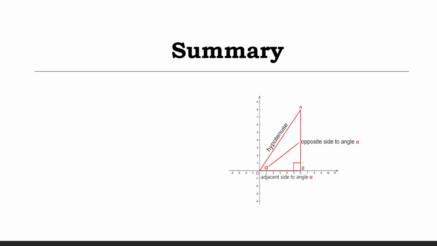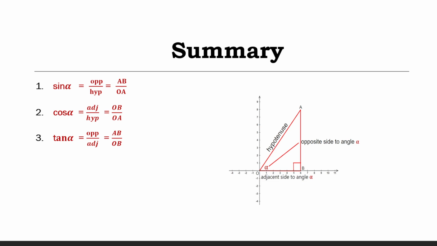In summary, given this triangle, we can say sine alpha is equals to the opposite side divided by the hypotenuse, and that can be shown to be equals to AB over OA. The cosine alpha is equals to the adjacent side to angle alpha divided by the hypotenuse, which in this case is OB over OA. The tangent of alpha is defined as the opposite side to angle alpha divided by the adjacent side to angle alpha, and that gives us AB over OB.